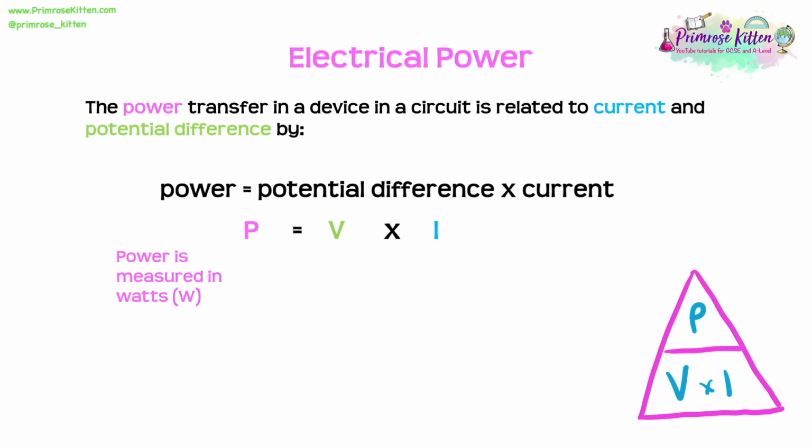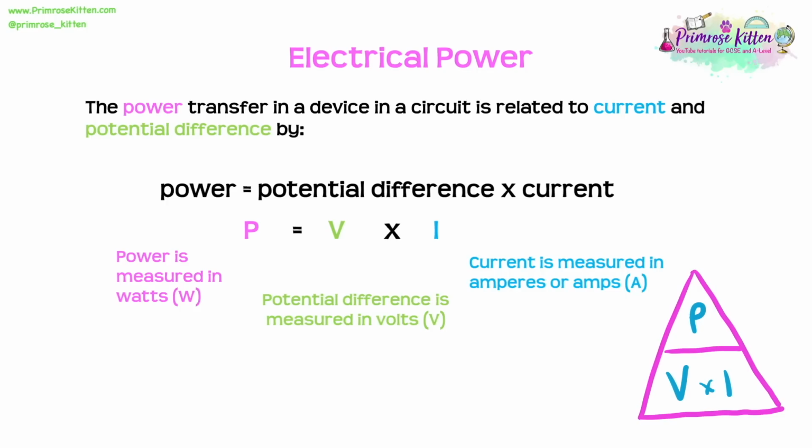Now remember that power is measured in watts, potential difference is measured in volts, and current is measured in amperes or amps, which is that capital A.